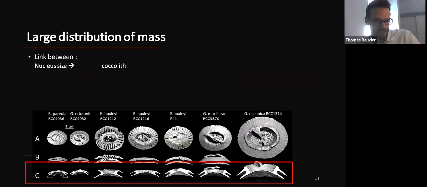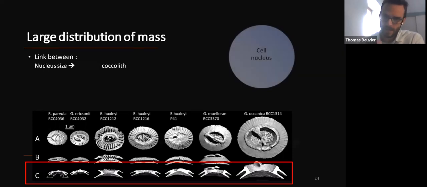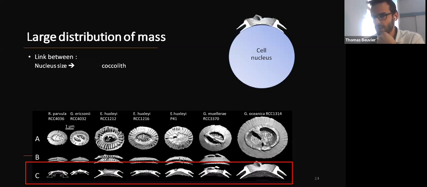The other thing that we observe is that when we look at the coccolith on the side, we see that there is some curvature, so they are bent. And if we remember that coccoliths are formed in contact with the nucleus of the cell, we can propose that this curvature comes from the curvature of the nucleus. That is to say, if you have a big nucleus, you form a big coccolith, and if you have a small nucleus, you form a small coccolith.